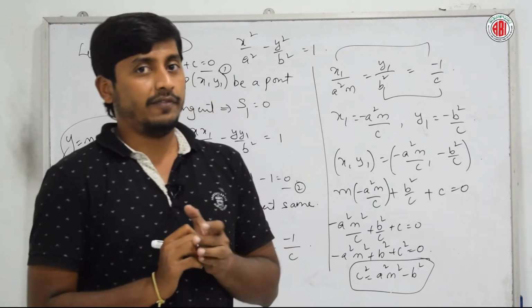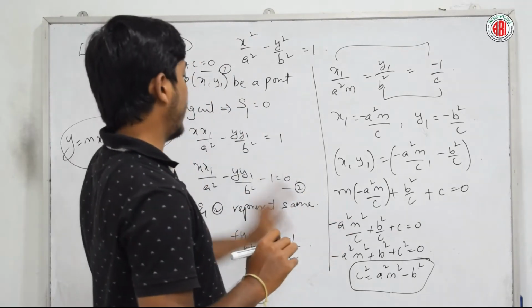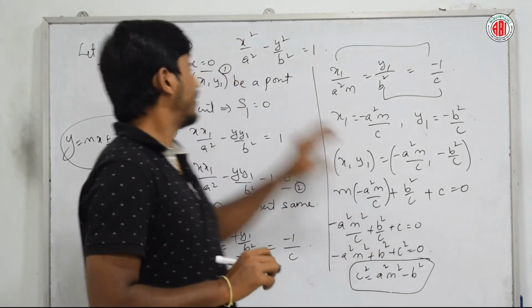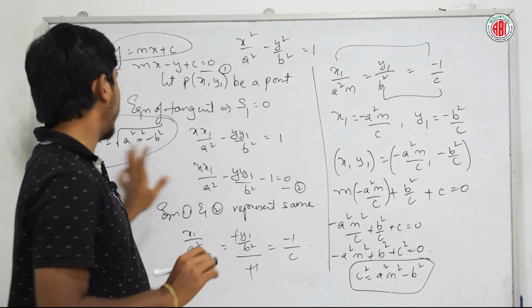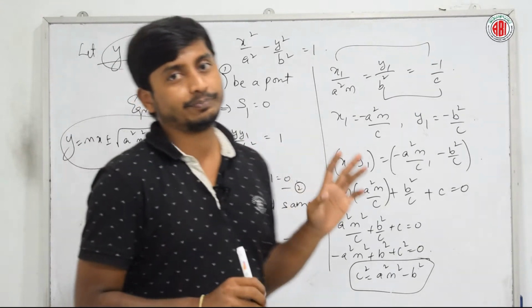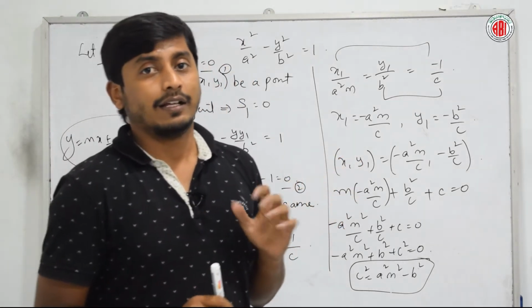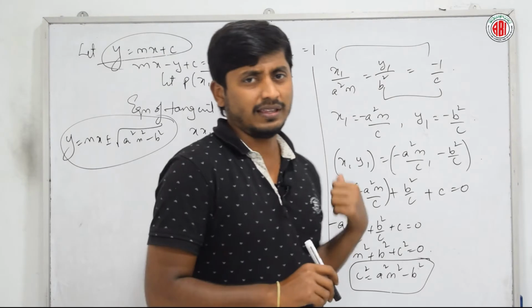So what did we learn here? First thing, the condition that this form of equation is a tangent to this. From that we'll obviously write the equation of tangent. Is it clear? Fine. Shall we do problems on this condition?